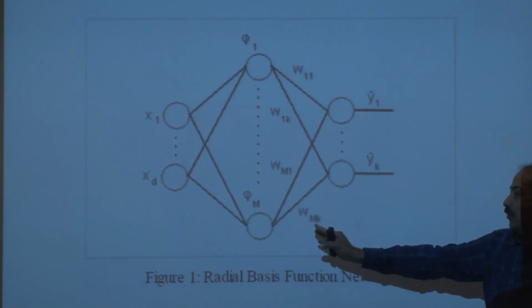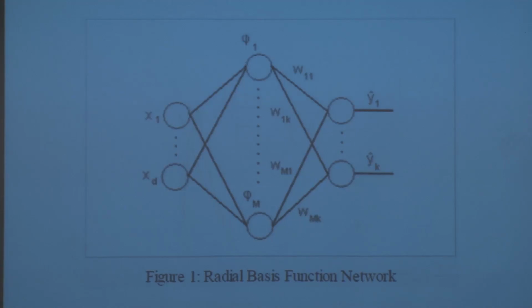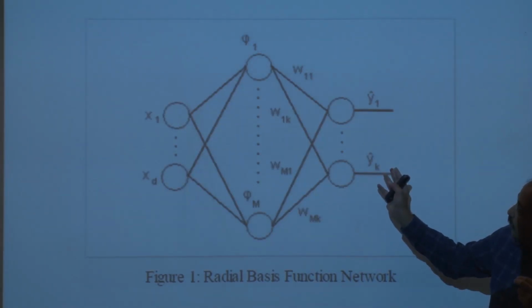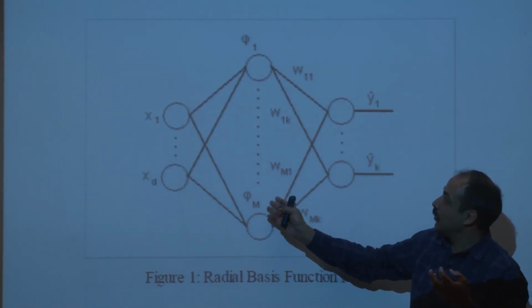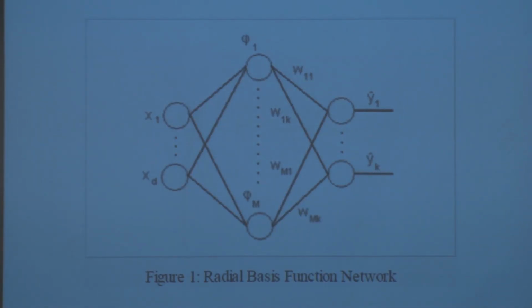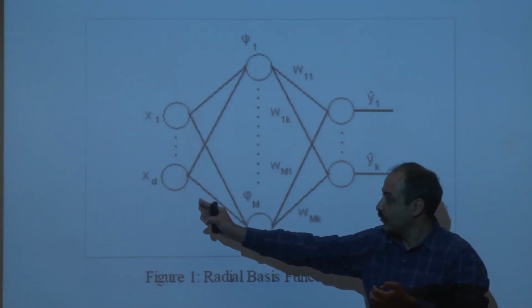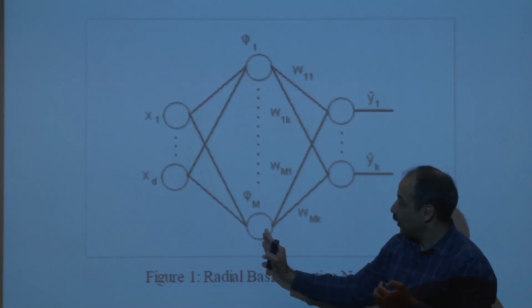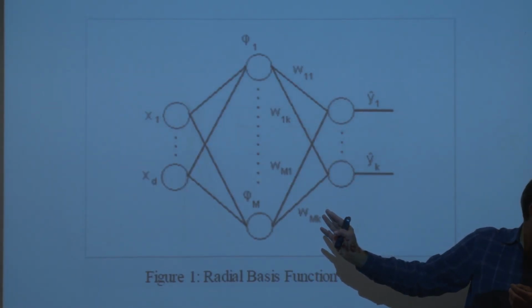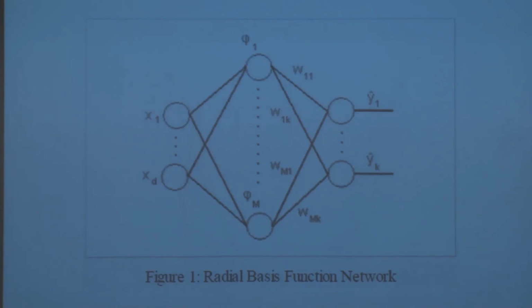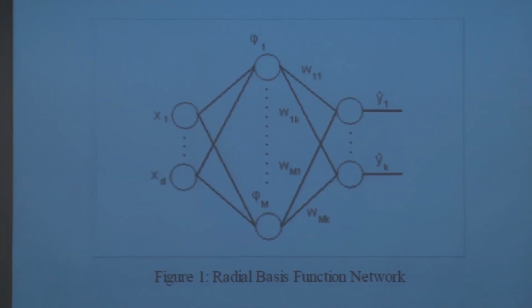RBF always has this one hidden layer, not more than that. And you have some weights here. The output is similar to a perceptron, which is a weighted sum of these outputs. There is no weight from the input layer to the hidden layer. From the hidden layer to the output, we do have a set of weights. As usual, we need to learn these weights, because they are the parameters of the model. So this is the structure, and now we have to see how we can learn these weights.